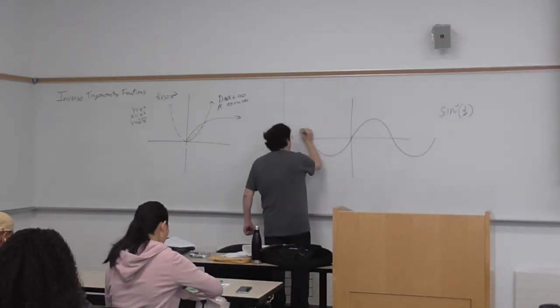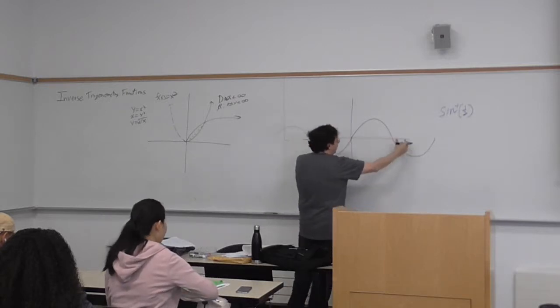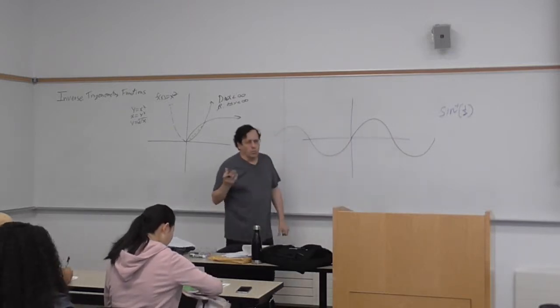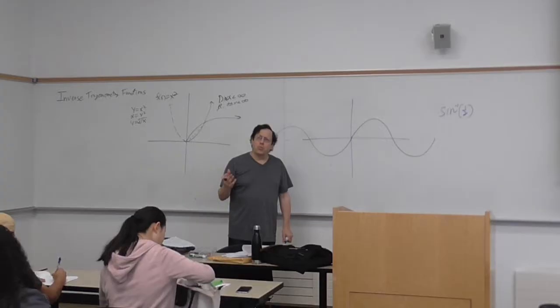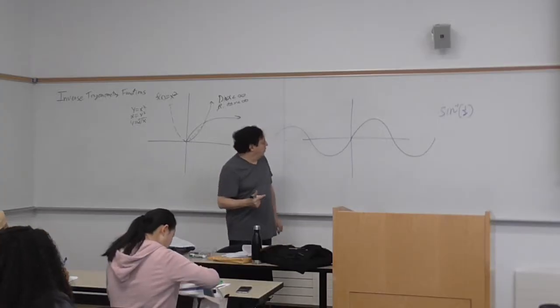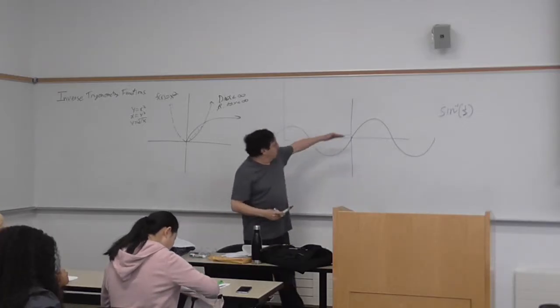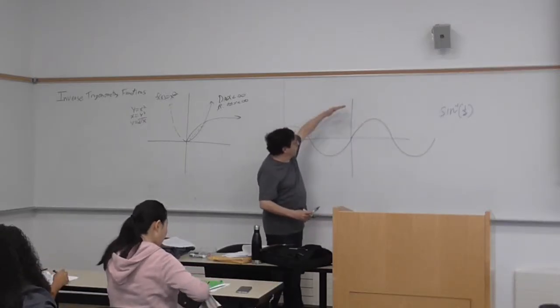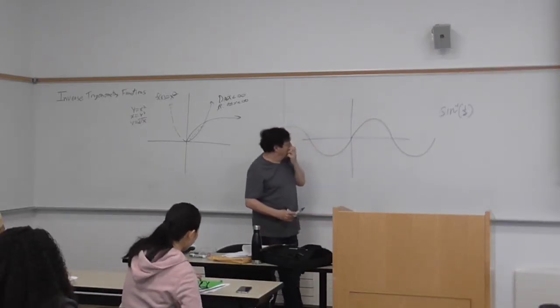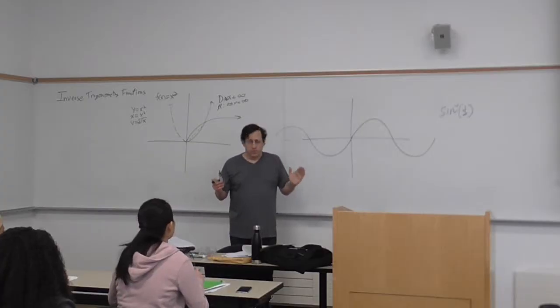And I want to restrict the domain, the x values, with two properties. One is I want my domain to hit everywhere on the range, and I want it to be continuous. I just want it to be one interval.